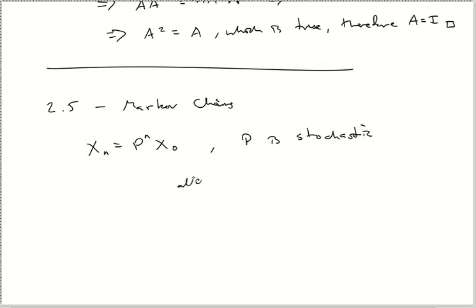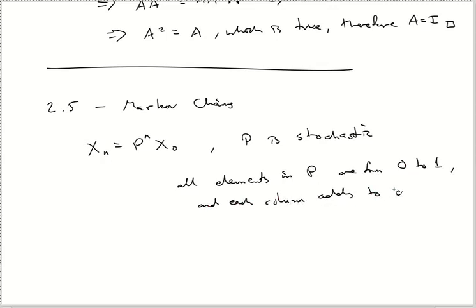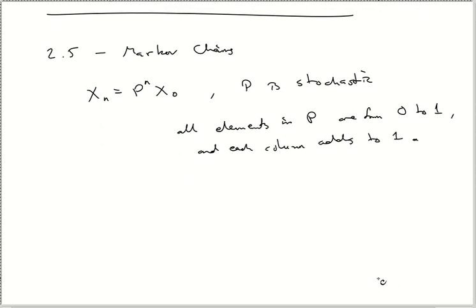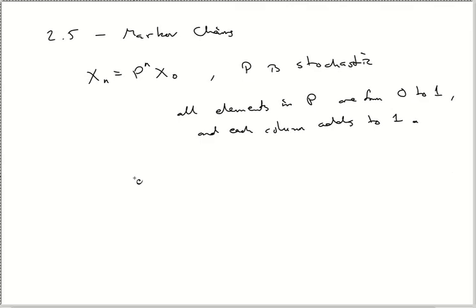What does that mean? It means all the elements in P are from 0 to 1. Okay, they're decimals, you can kind of say. And each column adds to 1. Okay. So what is a Markov chain? Well, actually, let's just do a quick example of this P matrix. So I got the 0.8, 0.2. See how they add to 1. I'm just going to make something up. 0.4, 0.6. There you go. See, they add to 1, and everything's a decimal.